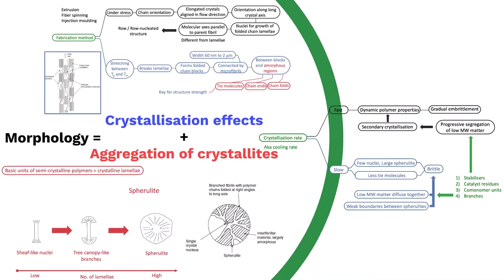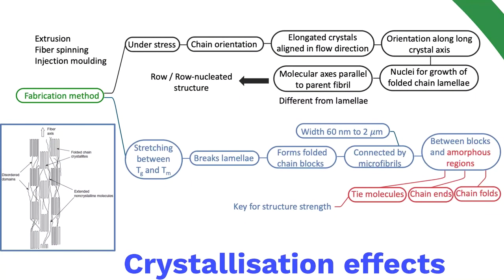In terms of morphology of a semi-crystalline polymer, it is governed by two main effects, or two main processes: the crystallization effects and the aggregation of crystallites. Let's take a look at crystallization effects. They can be varied based on the fabrication method. If you use extrusion, fiber spinning, or injection molding, whereby there is stress-induced chain orientation, what you have is an elongated crystal aligned in the flow direction, and there's orientation along the long crystal axis.